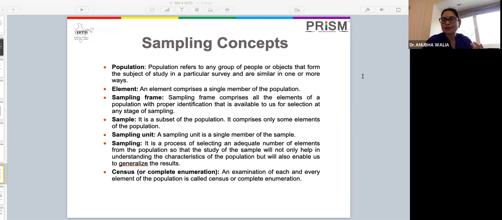Now, what happens is, in the sample unit, a singular value within a sample database is used, and the sample frame is a comprehensive set of each item of the population from which a sample is to be obtained. I hope I've been able to give you the clarity now.